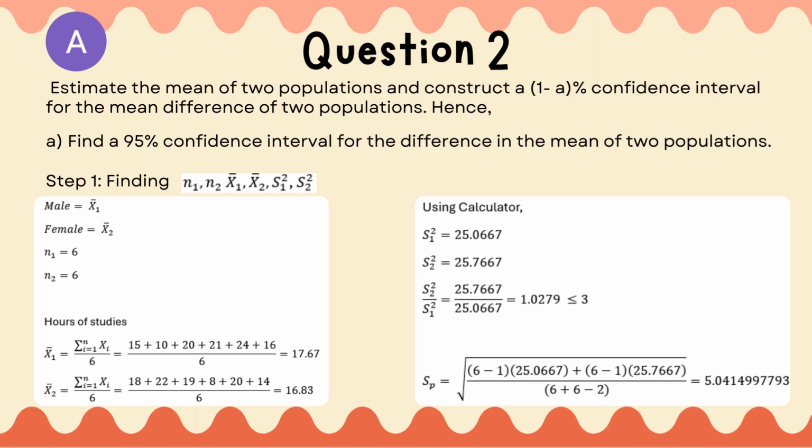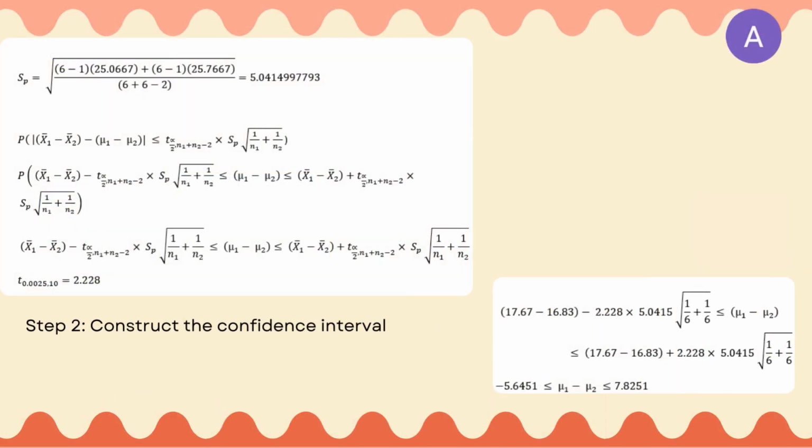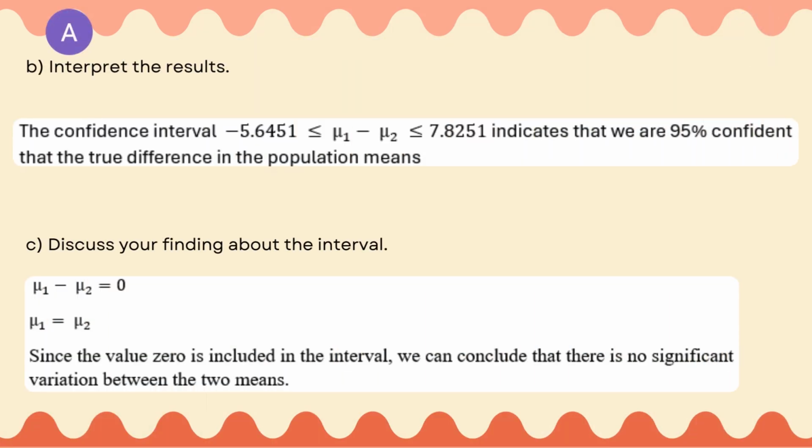Before we start to solve this problem, I will be dividing it into two steps. First, we need to find the values of n1, n2, x bar 1, x bar 2, and sample 1 and sample 2. As for the second step, we just need to insert all of the values and data that we have found in the first step, and then construct the confidence interval, and the final answer will be negative 5.6451 less than or equal to mu1 minus mu2 less than or equal to 7.8521. As for question 2b, interpret the results.